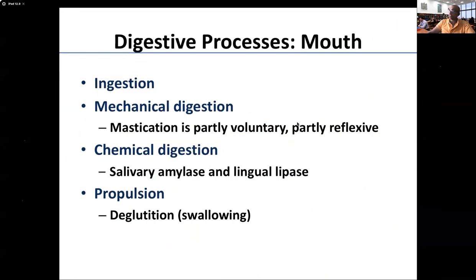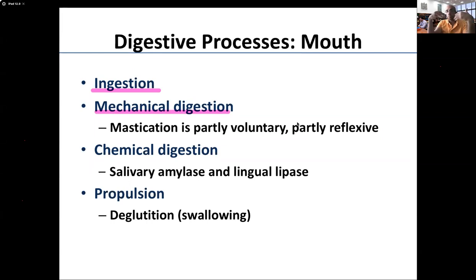So what are the different digestive processes that are taking place in the mouth? First, it's ingestion. I'm allowing ingestion to take place. There is no other part of your digestive system that allows ingestion except for the mouth. I'm also performing mechanical digestion by mastication, chewing.